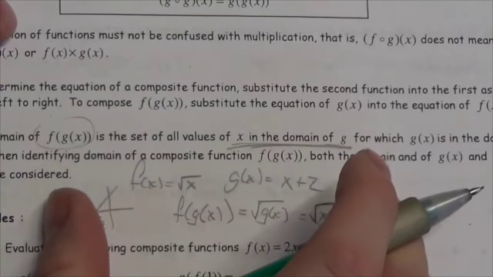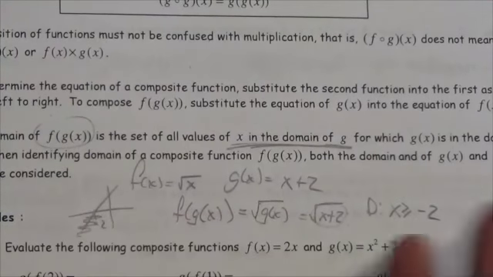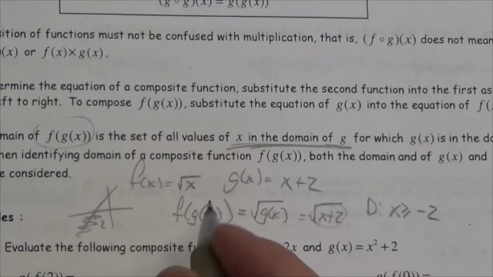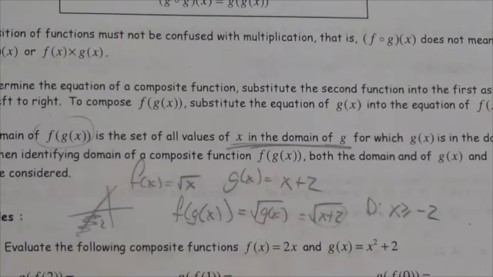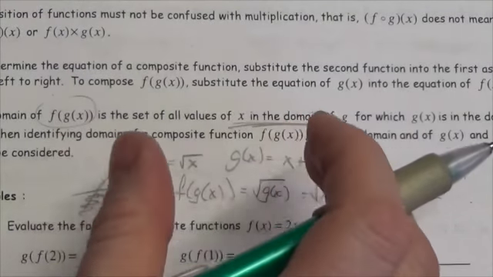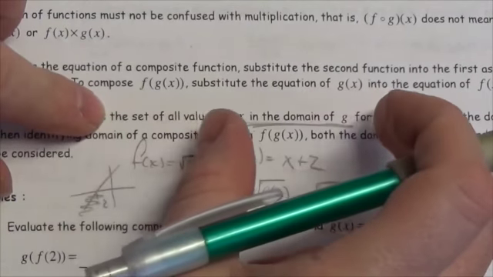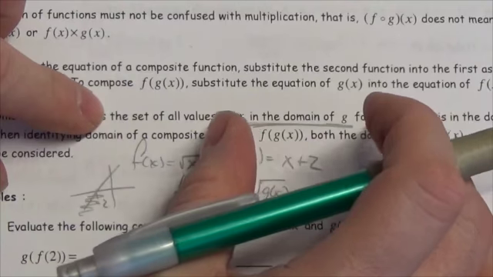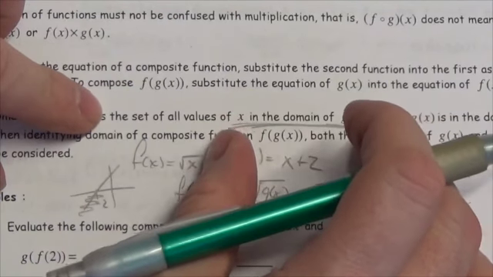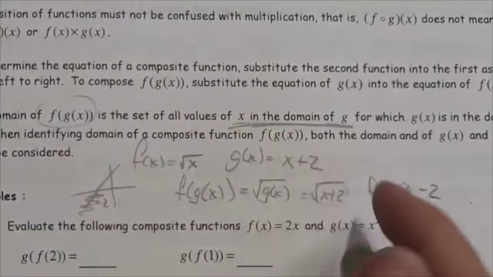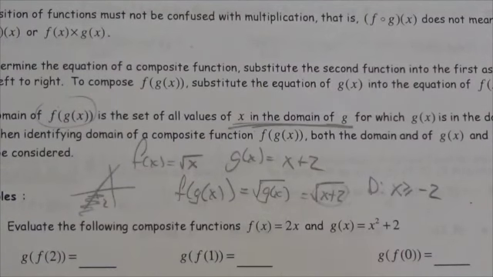You'll often find that it's probably easier to find out what that function is first and then look for the domain. But if you remember this little step, we're looking for, first of all, the restrictions on g, and then we're looking for the range of g, which becomes the domain of f. I know it's complicated.